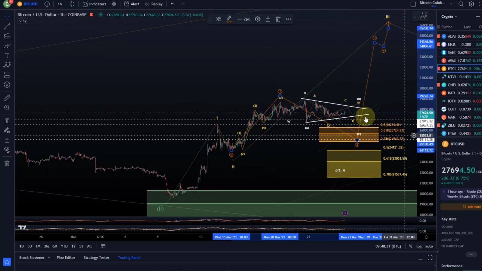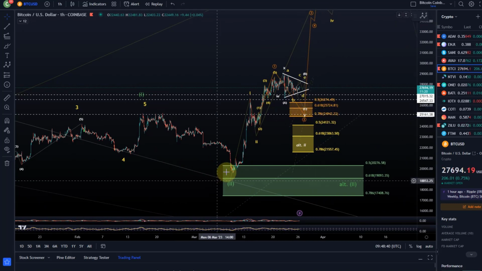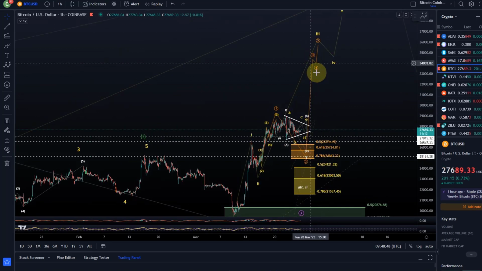Either way, the trend is up for me, and upside in general is preferred as long as we stay above 24,940. From this scenario, a 1-2-1-2 setup, and we're currently holding this support. So as long as we are above that level, upside is preferred in this orange third wave.